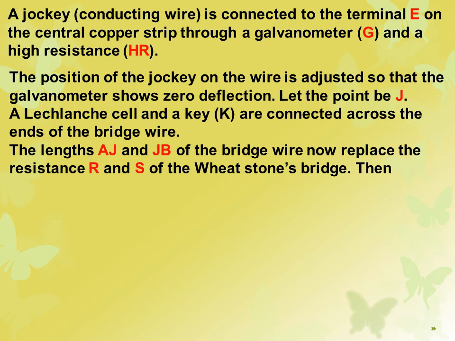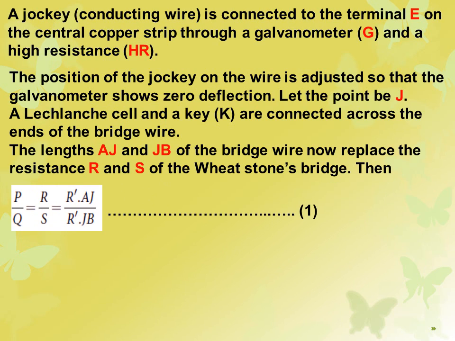The Leclanche cell and the key K are connected across the ends of the bridge wire. The lengths AJ and JB, that means the length from A to the jockey and the length from the jockey to B of the bridge wire, now replace the resistances R and S of the Wheatstone bridge. Then P by Q, that means the unknown resistance divided by the known resistance, and R divided by S, is equal to R dash AJ by R dash JB, that means the length from A to J and the length from J to B.